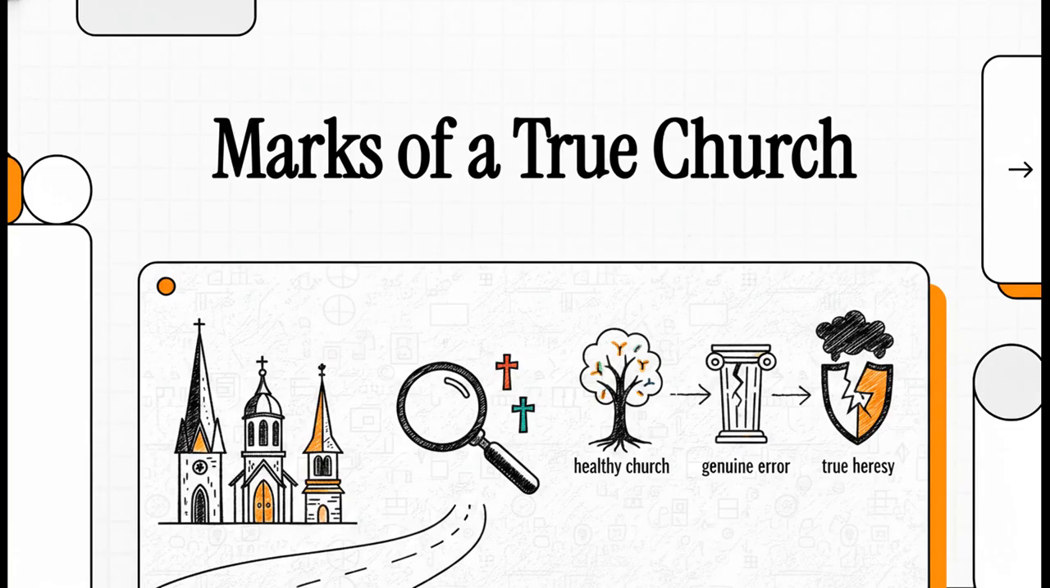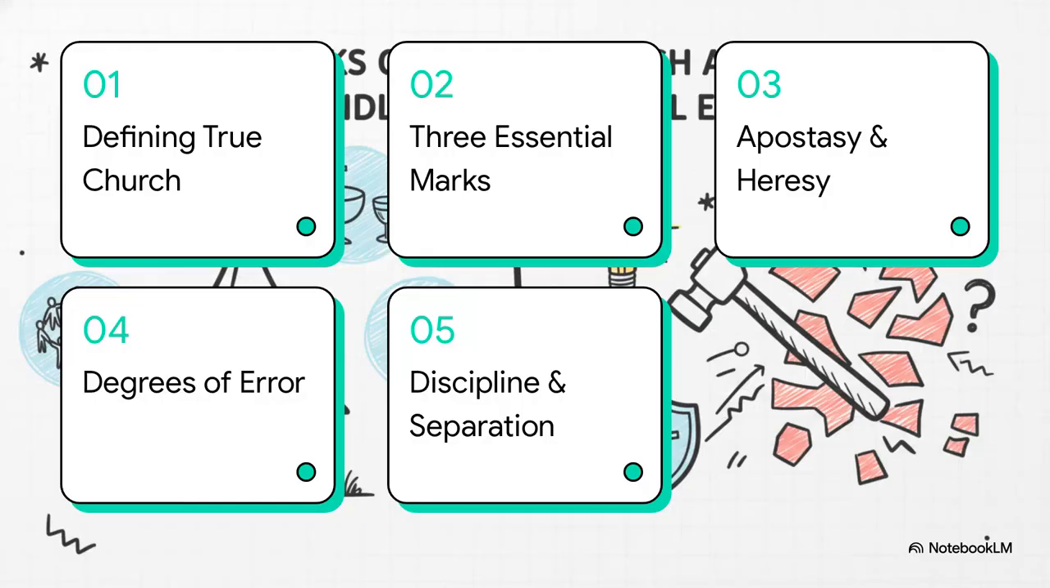Today we're unpacking a really fascinating framework used to draw a hard line between a healthy church, a genuine error, and outright heresy. Okay, let's dive right into this roadmap. We're going to move systematically from abstract doctrine all the way down to real-world application. We'll start by defining the true church, look at the three essential marks, define apostasy and heresy, map out the degrees of error, and finally tackle discipline and separation.